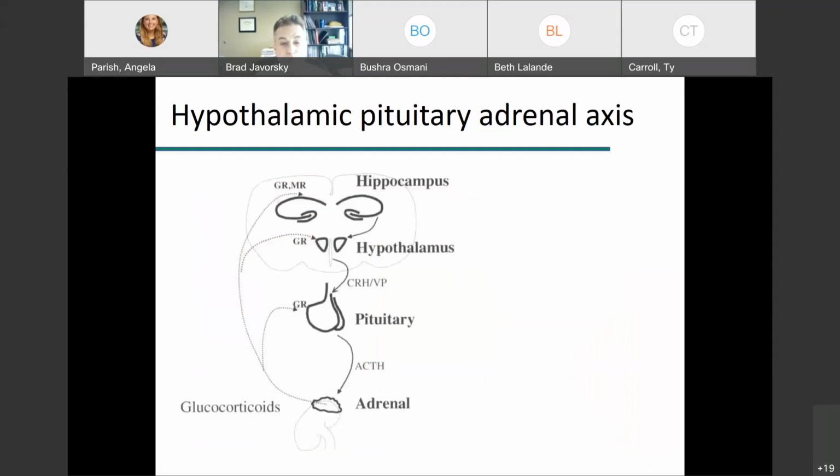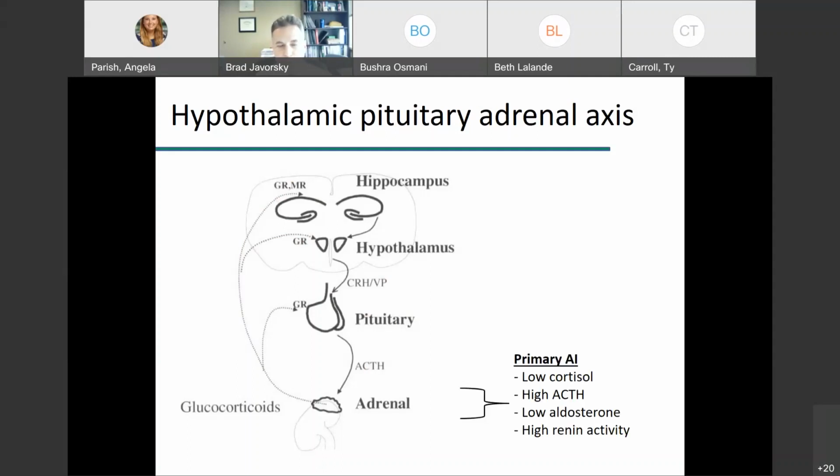And I think we're all familiar with the hypothalamic pituitary adrenal axis. The limbic system with stress can activate the hypothalamus, which can release CRH and vasopressin, causing release of ACTH from the pituitary, and then ultimately cortisol and glucocorticoids from the adrenal gland. These feed back on different levels of the pituitary, hypothalamus, and hippocampus.